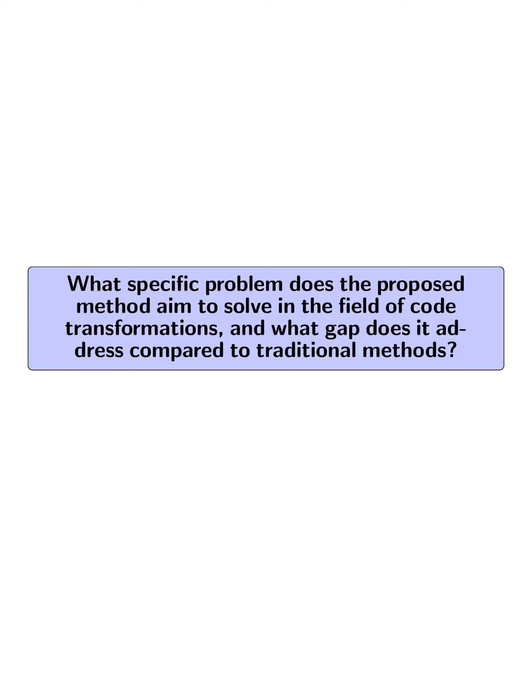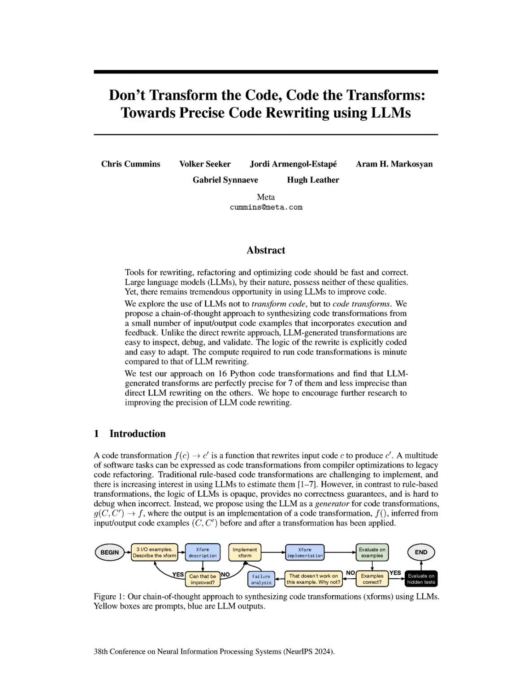What specific problem does the proposed method aim to solve in the field of code transformations, and what gap does it address compared to traditional methods? The proposed method aims to solve the problem of efficiently synthesizing code transformations from input-output examples, addressing the challenges associated with traditional rule-based code transformations, which are often difficult to implement and lack transparency.